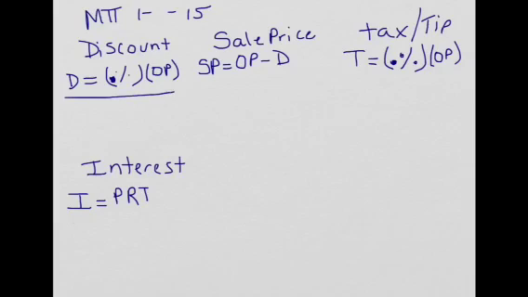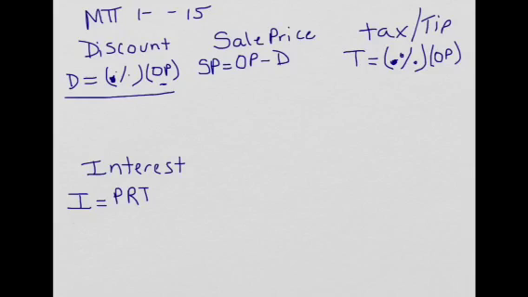For your discount, you're going to need to have a percentage, and you're going to have an original price, OP. For your sale price, you're going to take your original price and subtract your discount. To find the tax or the tip, you use the same formula. You're going to take the percentage, again, and change it to a decimal. That's why I have the big obnoxious decimal there, just like I do also over in discount. The big obnoxious decimal tells us we have to change the percentage to a decimal before we multiply it.